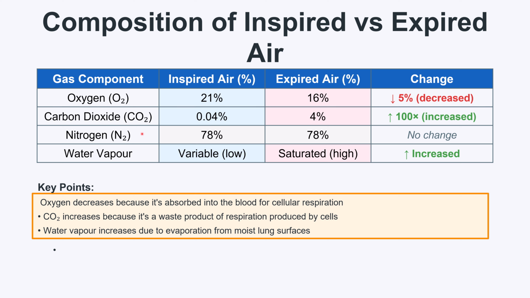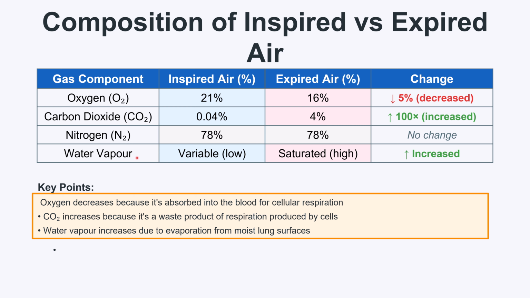The second gas component is carbon dioxide. This is the most dramatic change. It jumps from a tiny 0.4% to 4%, an 800x increase. This is because carbon dioxide is a waste product produced by our cells during respiration.